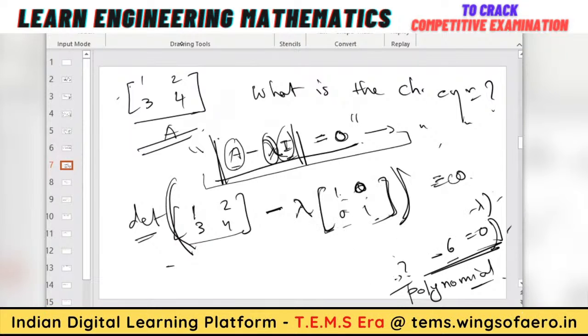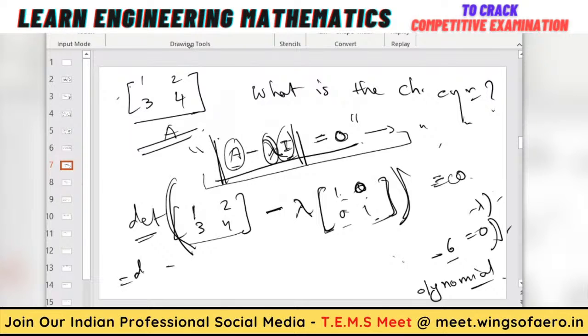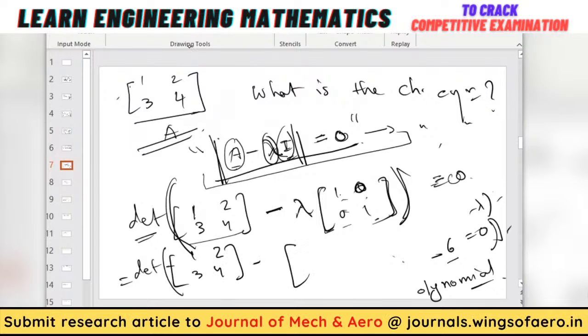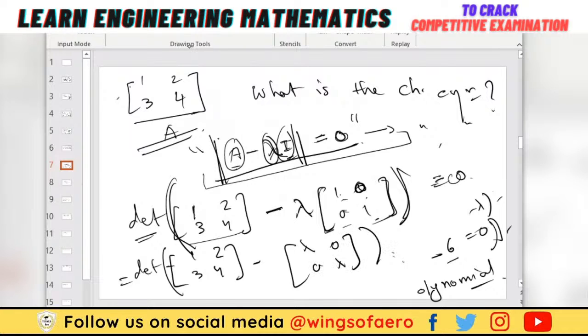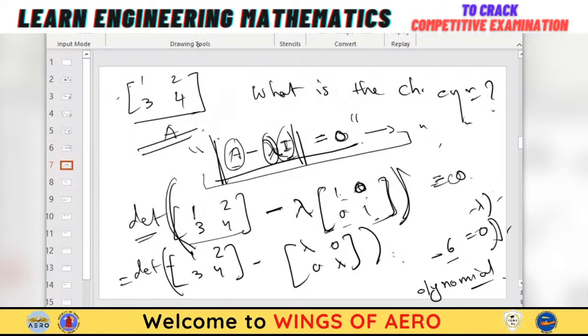Wait. This is equal to the determinant of 2, 3, 4 minus, just multiply it, lambda 0, 0 lambda. Now just simply subtract this. Okay, can you get it now? Yes, sir. Small mistake.